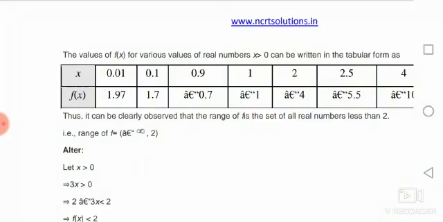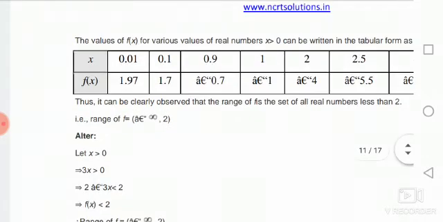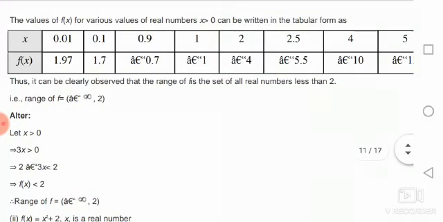The values of f of x for various real numbers greater than 0 can be written in tabular form as: if x is 0.01, 0.1, 0.9, 1, 2, 2.5, 4, 5 and so on, we have the values of f of x as 1.97, 1.7, 0.7, and so on.